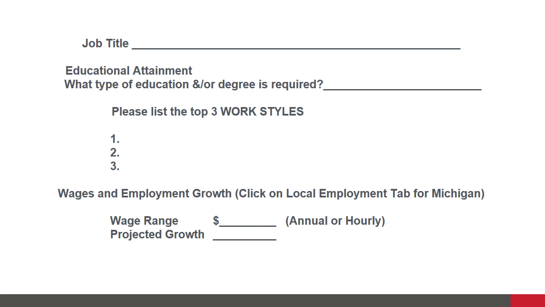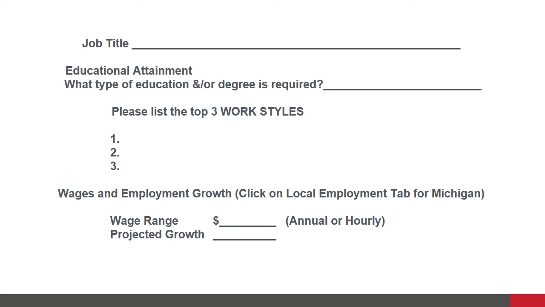The other information that we would like you to look at is the educational component. So what type of education, degree, certification is needed for the job you're interested in? Maybe there's none. Now, remember those 5 job zones. That's a clue to where to find that information. Next, we want you to list 3 different work styles that are specific to that particular role.